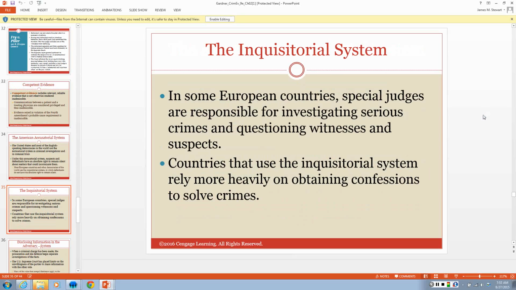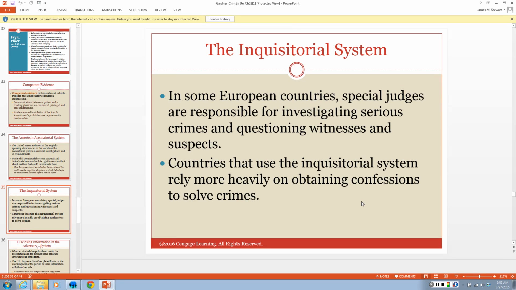And then in the last part, it talks about the inquisitorial system, where basically they almost rely solely on confessions. And here in the United States, we don't necessarily rely solely upon confessions, because we know that confessions can be coerced. Sometimes people confess to things that they didn't do. So there has to be more to the case than simply a confession. But the inquisitorial system is about proving innocence and putting a lot of emphasis on confessions.